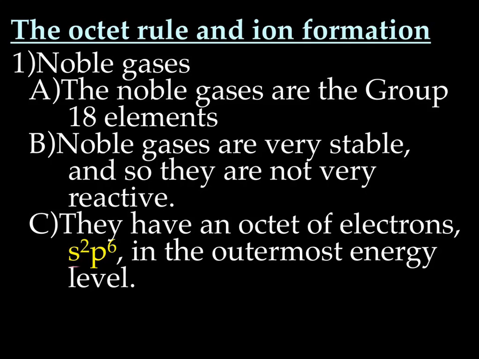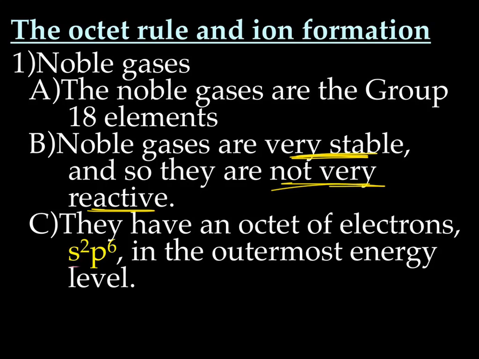The octet rule and ion formation. Noble gases. The noble gases are the group 18 elements. So that would be like helium, neon, argon, etc. Okay? Noble gases are really, really stable, which means they are not very reactive. All atoms want to be really stable. In fact, all atoms do what they do to become stable. So noble gases aren't very reactive because they're already stable. And if that's a little confusing, don't worry about it. We're going to spend a lot of time talking about that next unit.